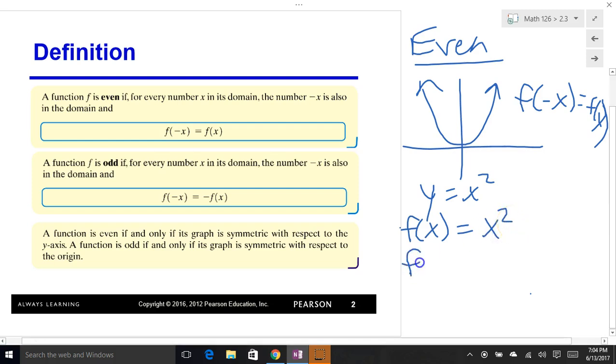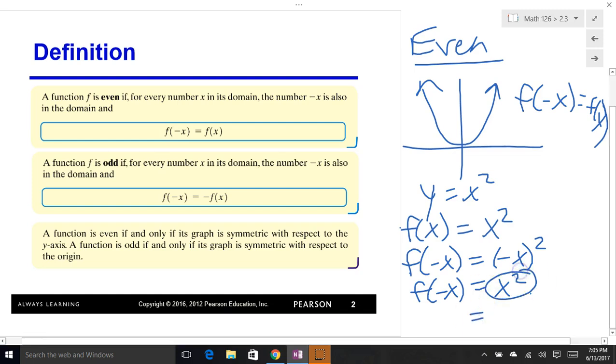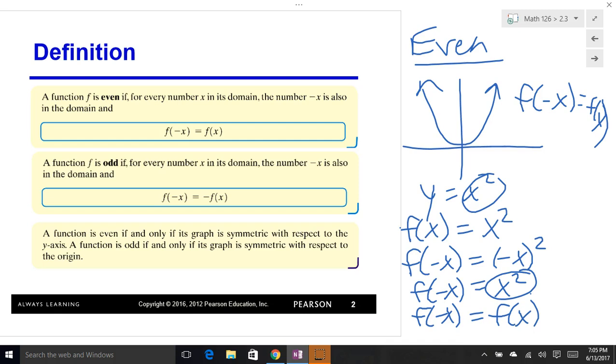So if you test negative x in, you replace negative x for x, it's supposed to spit out, notice this is x squared. If it's truly even, it will spit out the original function, which it did. The original function was x squared. So f of negative x equals f of x, and you see that this is an even function.